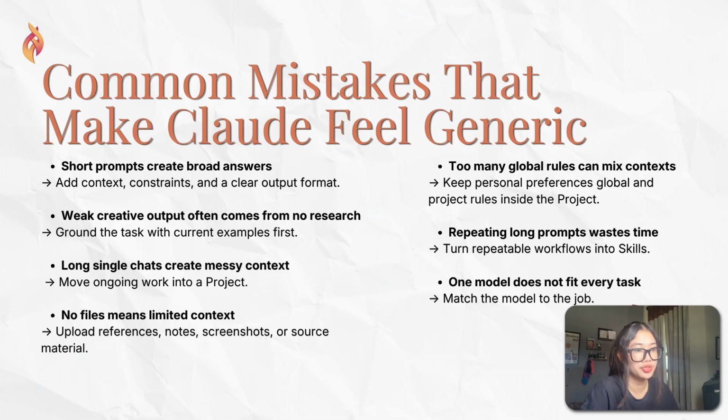Too many global rules can mix the context. So we should keep personal references global and the project rules inside the project. Repeating the same long prompt wastes time. Just turn the repeatable work into a skill. Using one model for every task also reduces quality, so match the model to the job. For the Tiny Pixel game, the workflow started with one rough idea. Then we added research, context, ranking, files, and artifacts, a project, a skill, connectors, and a launch packet. That is how I view Claude as a beginner. Start small, set up the workflow properly, and give Claude real context before asking for the final output.